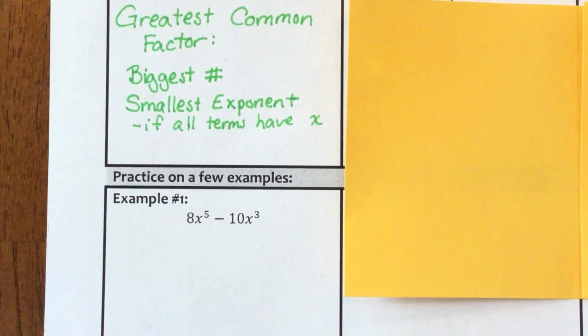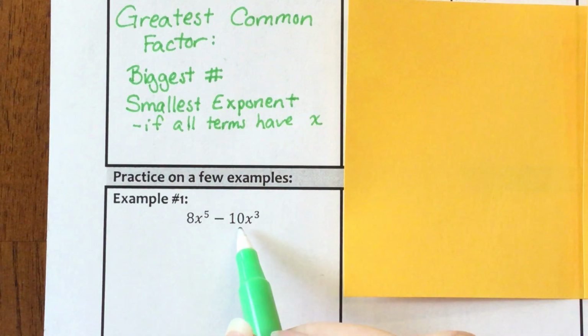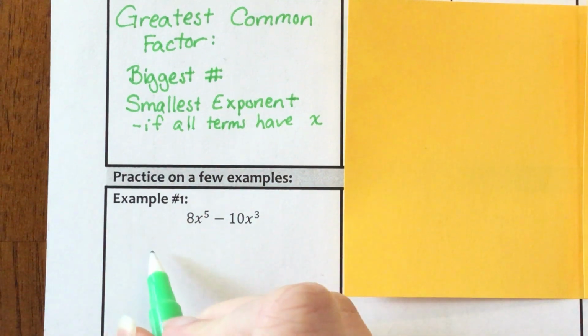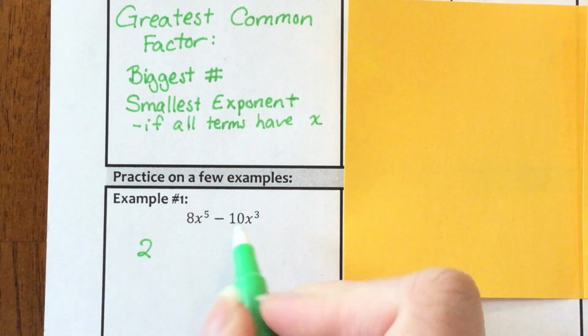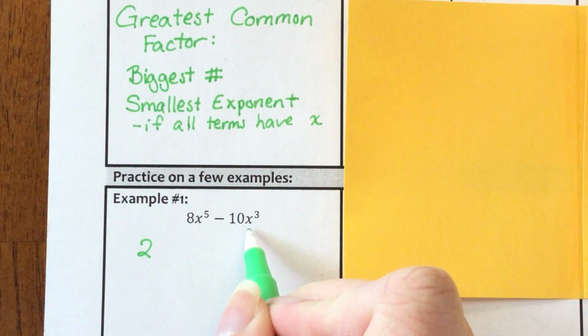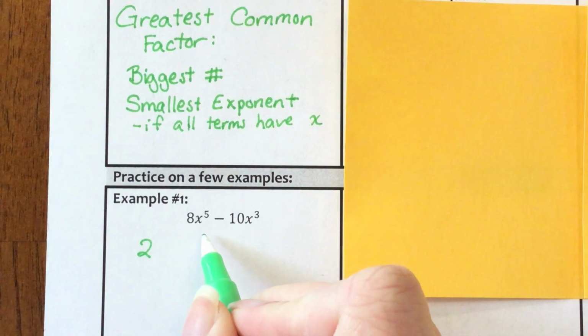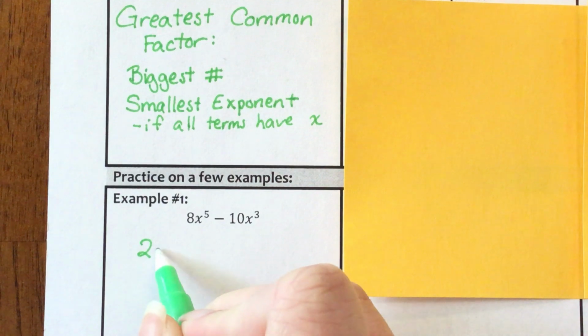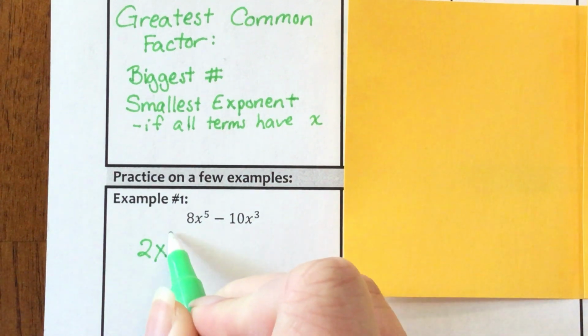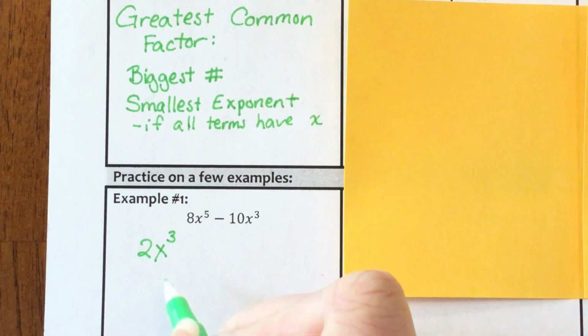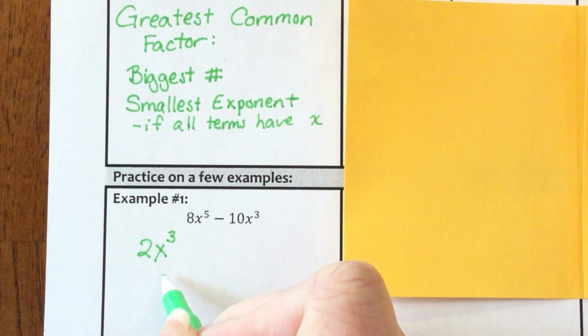Okay, this is example number 1. We have 8x to the 5th minus 10x cubed. The biggest number that we can divide 8 and 10 both by is a 2. So we put 2 for the greatest common factor out here. Next, we look for what is the smallest exponent as long as every single term has an x. So both terms have x's, so we compare 5 and 3, 3 is smaller. So 2x cubed is our greatest common factor.